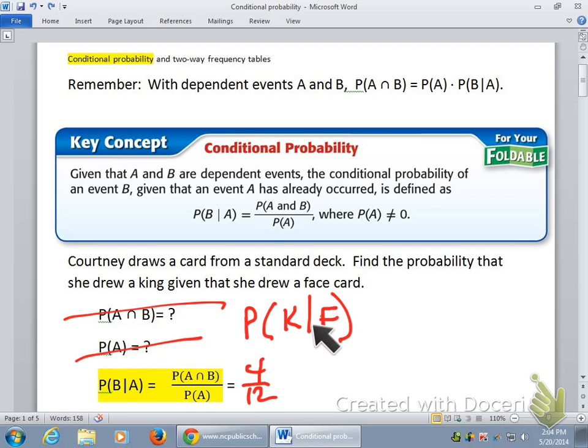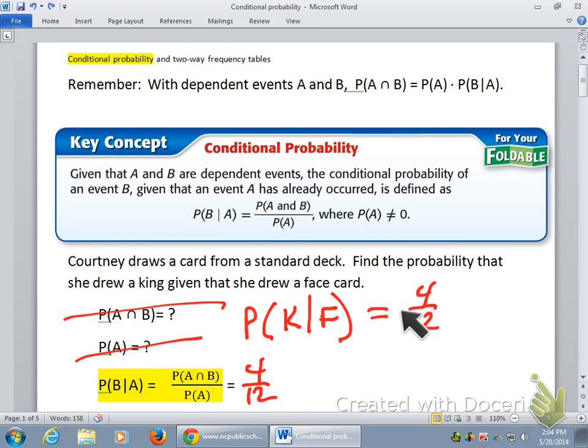No. What am I talking about? I'm just talking about the face cards. Right? I have 4 kings that are possible out of the 12 face cards. So that's 4 out of 12. Wasn't that a lot faster?